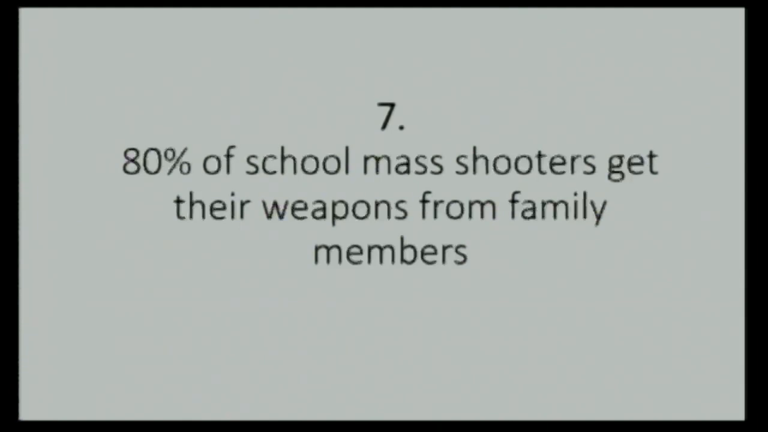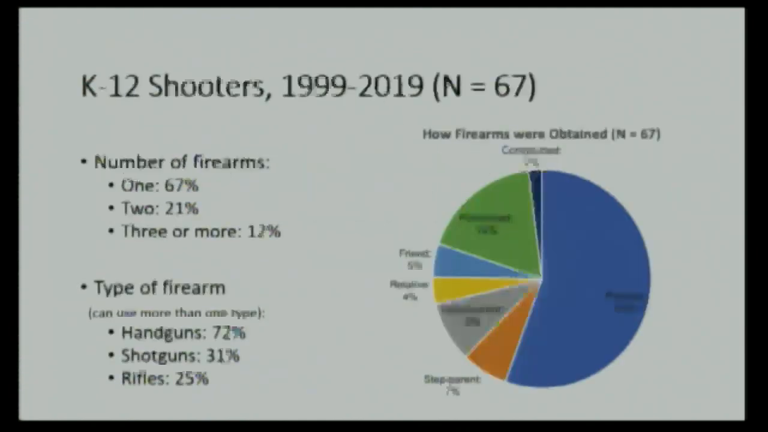This is an education committee. We talk about firearms, everyone tenses up. But the reality is 80% of school mass shooters get their weapons from family members. We can see this in our data here, how it's broken down. The vast majority get it directly from their parents. If they don't get it from their parents, it's from their grandparents. So what does this mean?